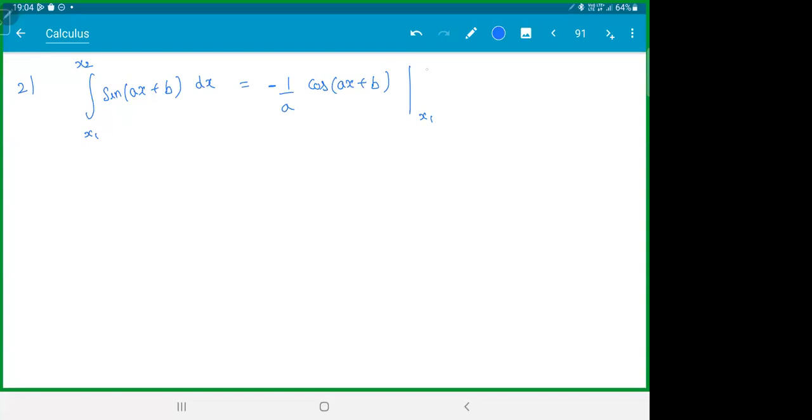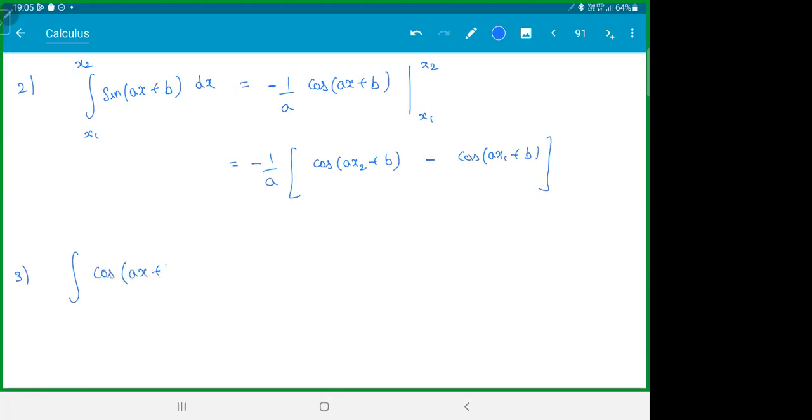Limits x1 to x2. Then what to do? Integration is over. Substitute the values. Put x2: cos of ax2 plus b, minus cos of ax1 plus b. That's it. Integration is done. This is the formula for sine. Everyone should copy this down.